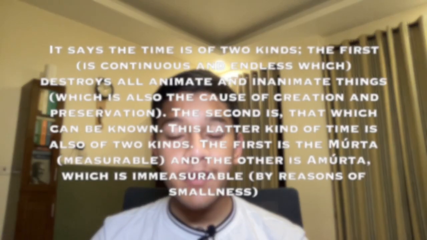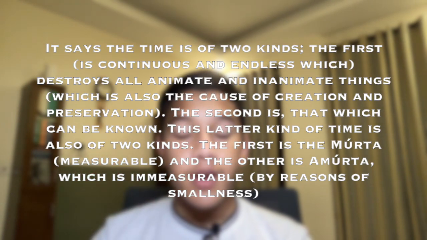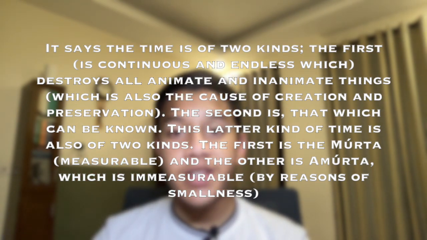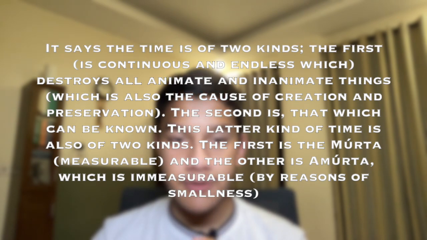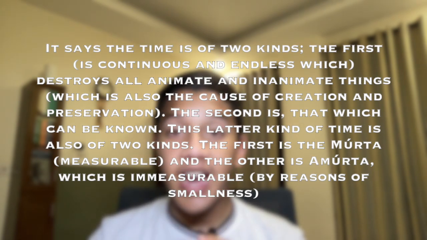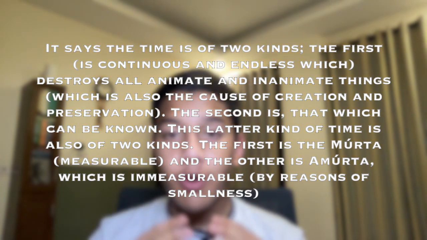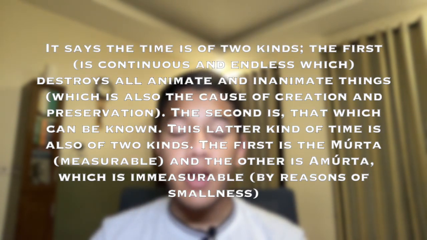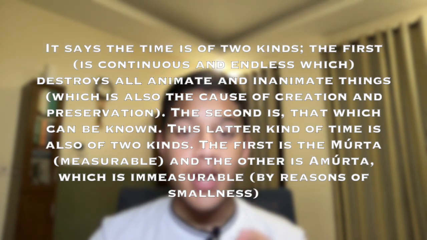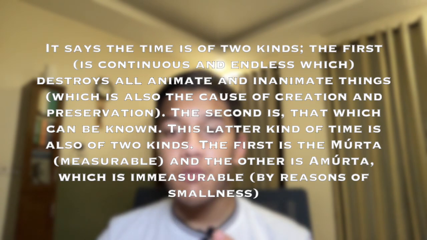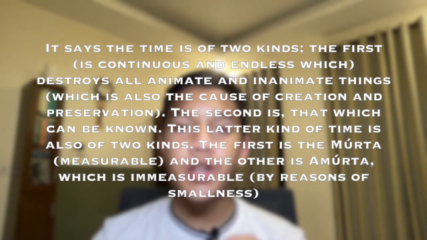It says that time is of two kinds. The first, which is continuous and endless, destroys all animate and inanimate things, which is also the cause of creation and preservation. The second is that which can be known. This latter kind of time is also divided into two kinds. The first is called murta, which means measurable, and the second is amurta, which is immeasurable by reasons of smallness.